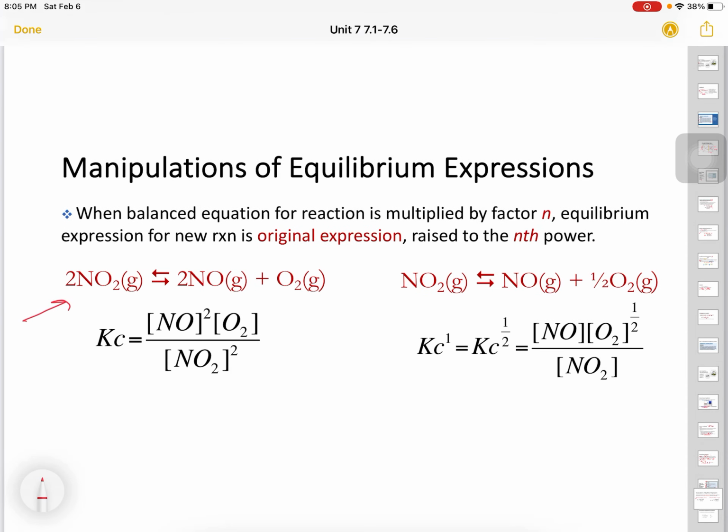Second example, if I have this reaction on the left, the same reaction as the last slide, I could write its K expression. If I took all of these coefficients and cut everything in half, my exponents would all be cut in half as well. So my K value would be raised to the half power. And if I doubled everything, I'd square it.